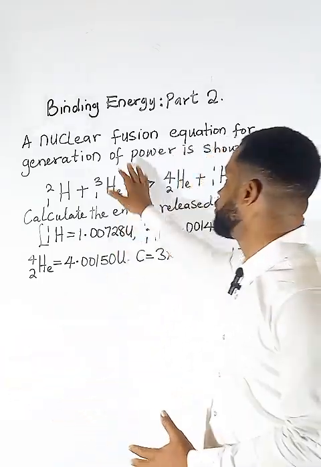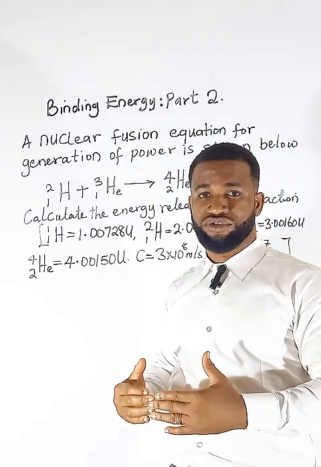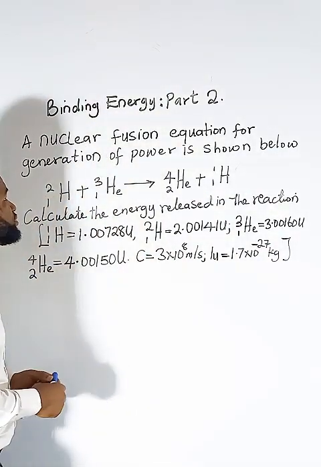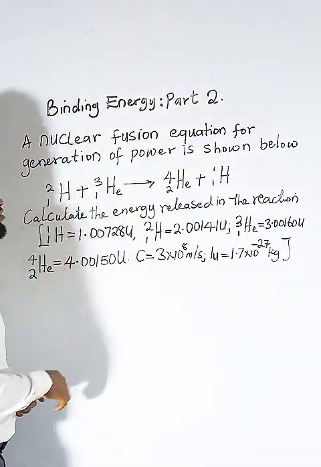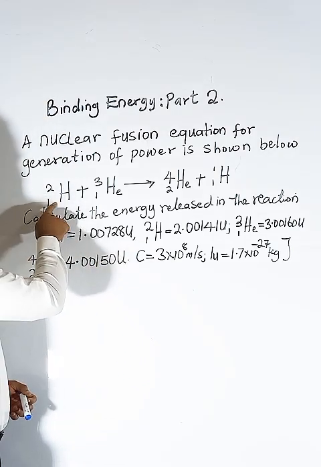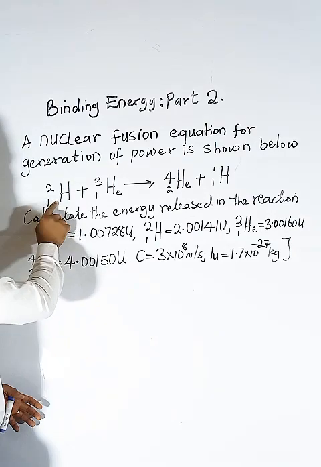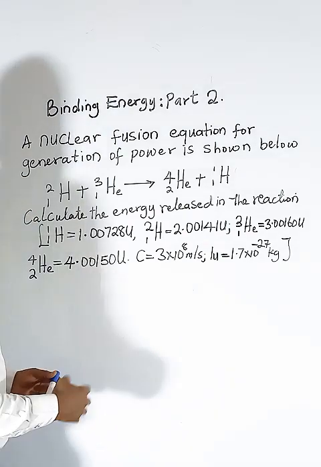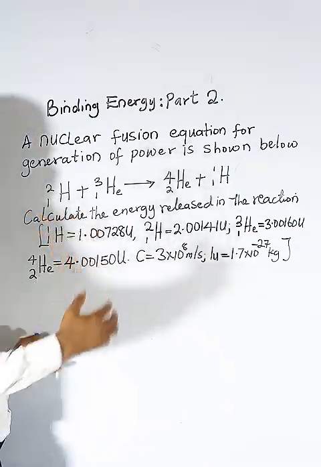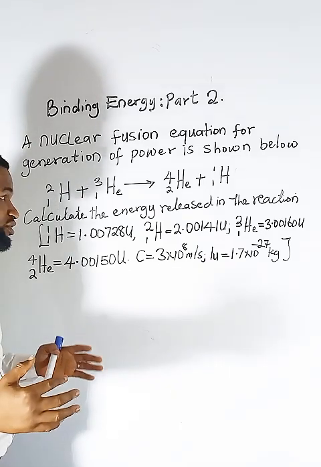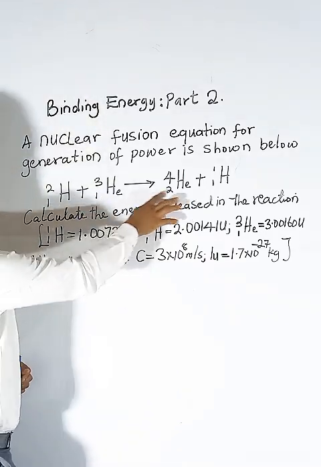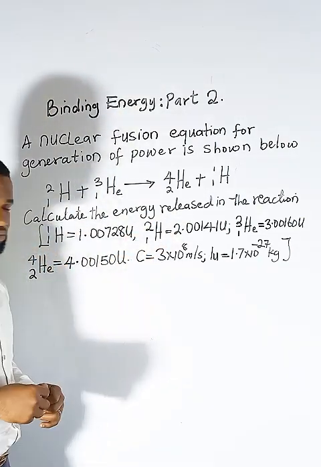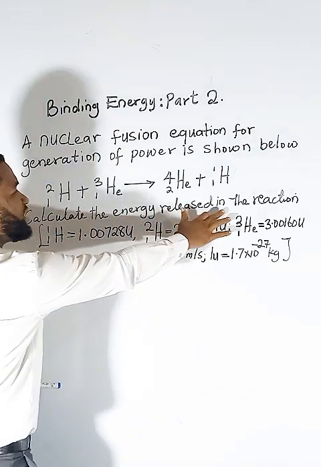And let us look at this question on binding energy, or simply called nuclear energy. It says a nuclear fusion equation for generation of power is shown in the equation below. These are different isotopes of hydrogen. This is hydrogen and this is another hydrogen. This one is always seen as a proton, and this is also another isotope of hydrogen. That means different kinds of hydrogen are produced. Even when it comes to helium, we also have different kinds of helium that are produced because of the isotope. Now, it says calculate the energy released in the reaction.